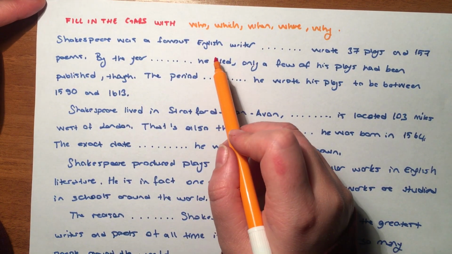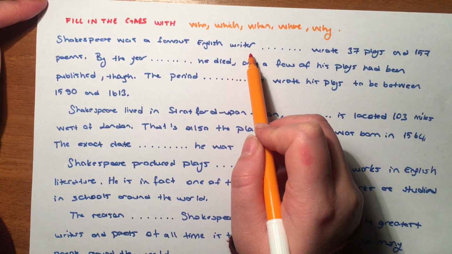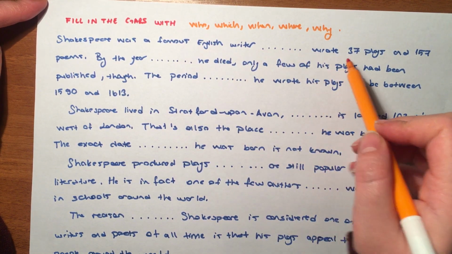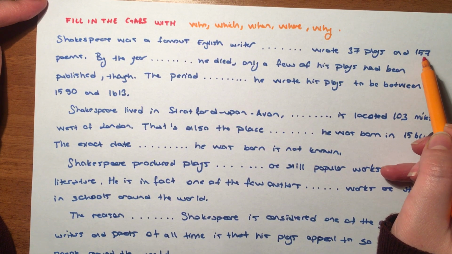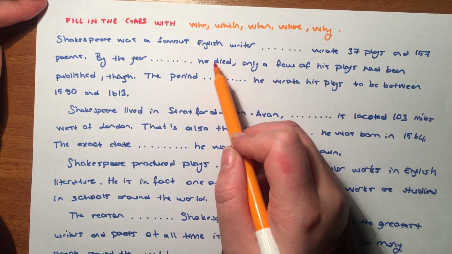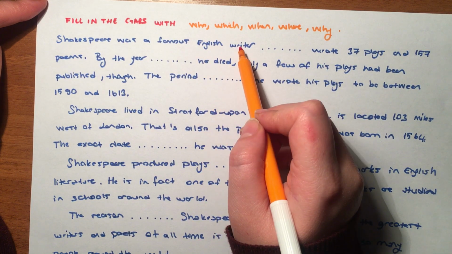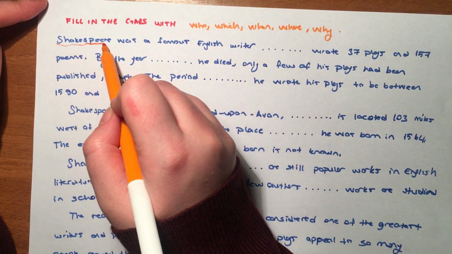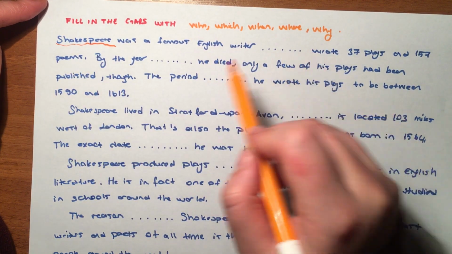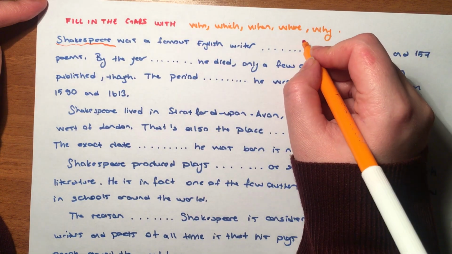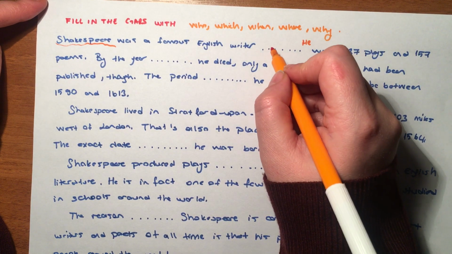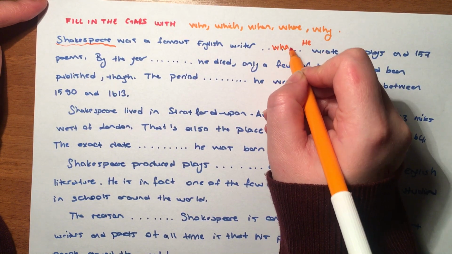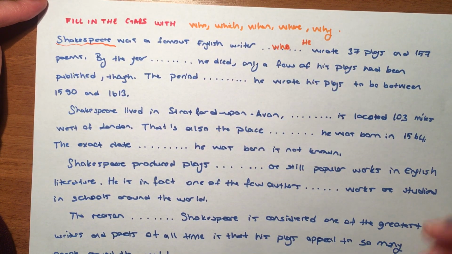Okay, Shakespeare was a famous English writer. Okay, blah blah blah wrote 37 plays and 157 poems. Okay, we talk about Shakespeare and he wrote. In fact, we talk about he, and instead of he, we use who, of course, as a relative pronoun.